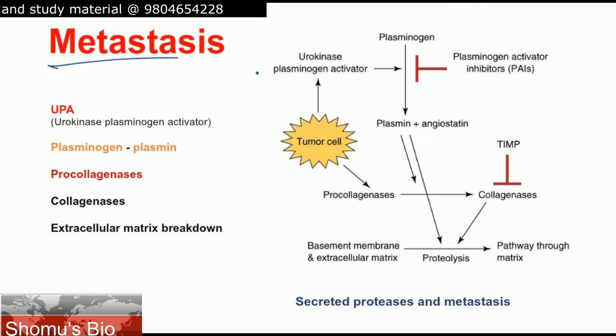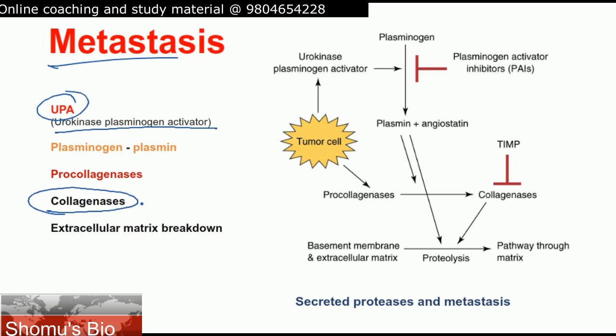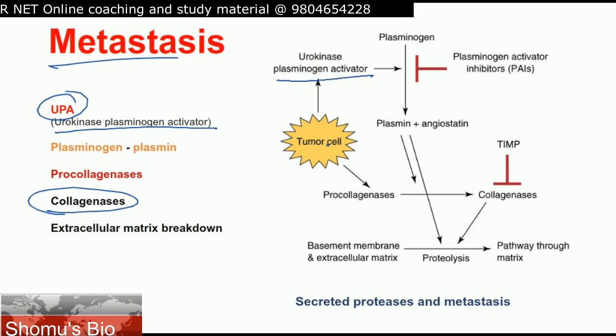Now, how is metastasis actually achieved? For metastasizing, the cancer cells need to destroy tissue, the tissue cementing material, the tissue cementing lining. So how exactly can they do it? With the help of UPA, urokinase plasminogen activator, and collagenase enzyme. Collagenase enzyme degrades collagen protein. Urokinase plasminogen activator is secreted by tumor cells. Tumor cells also secrete procollagenase.